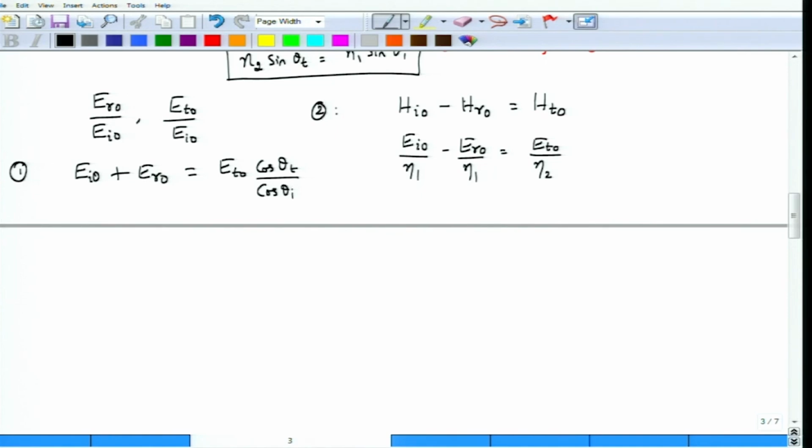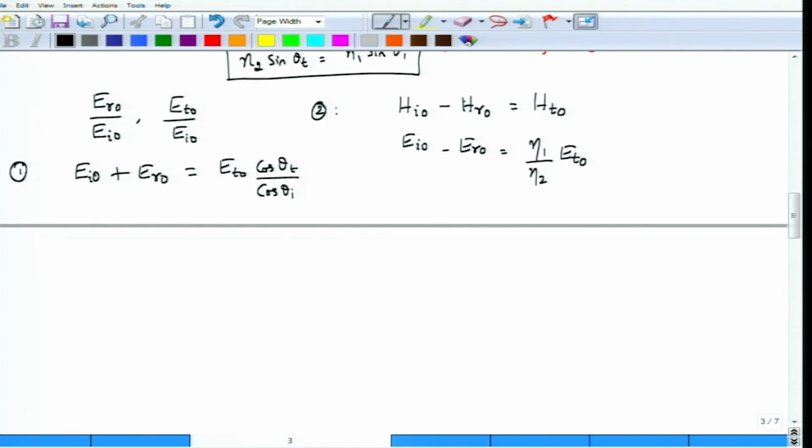Now you have two equations, so here again you can push eta 1 onto the other side. In this equation you can push eta 1 onto the other side, so you get eta 1 by eta 2 ET0. So now I have two equations, and therefore I can solve them to obtain the ratio of ET0 to EI0 as well as the ratio of ER0 to EI0, right. I am not going to do that calculation; I will leave it as a small exercise in algebra for you, because it is not very difficult. You just have to add and subtract these two equations appropriately.